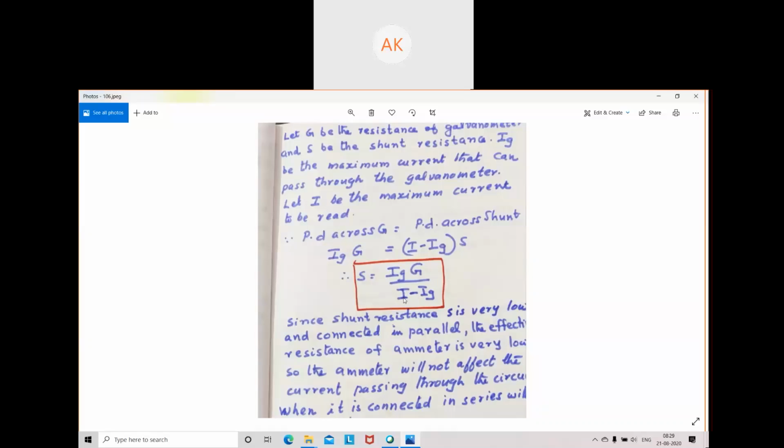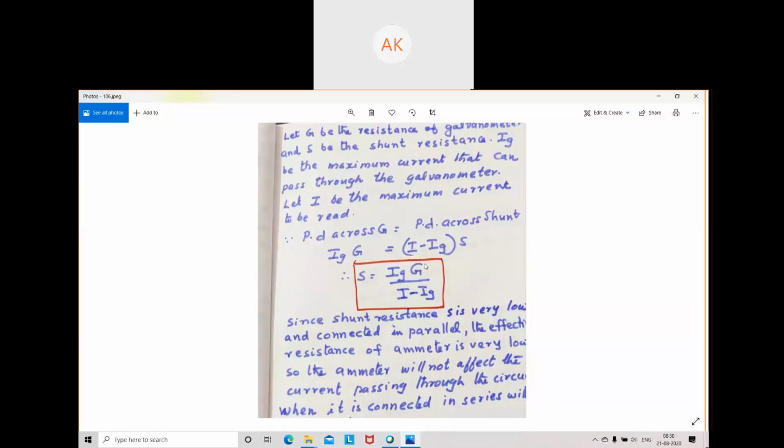So I is the current that is to be measured. I is the current, for example, 0 to 3 ampere. We have to measure 3 ampere current using that ammeter. So that is the maximum current that is to be measured with the ammeter. Even when we are sending I current through the circuit, with the Ig itself it is showing a full scale deflection. When I current is sent, that Ig current flows through the galvanometer and it gives full scale deflection. That means it is measuring I current.